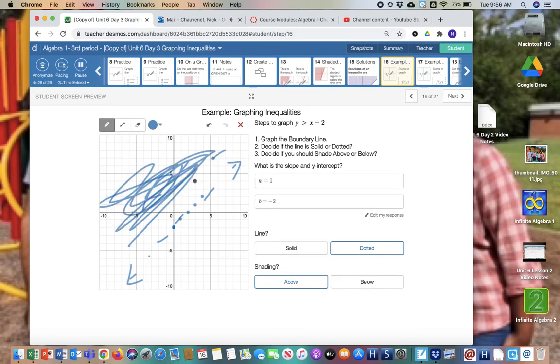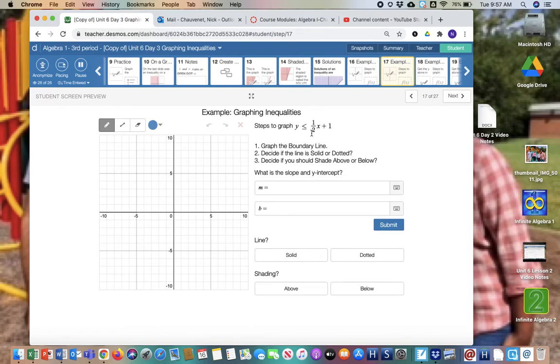And anything up here, all these points would be solutions. Anything down here would not be a solution. If it's on the line, it is not a solution here because it's a dotted line. Okay? So those should look like that. We'll do one more example here, and that'll be it. And then you do want to do screens 20, 21, 22, 23, 26, 27 for your practice.